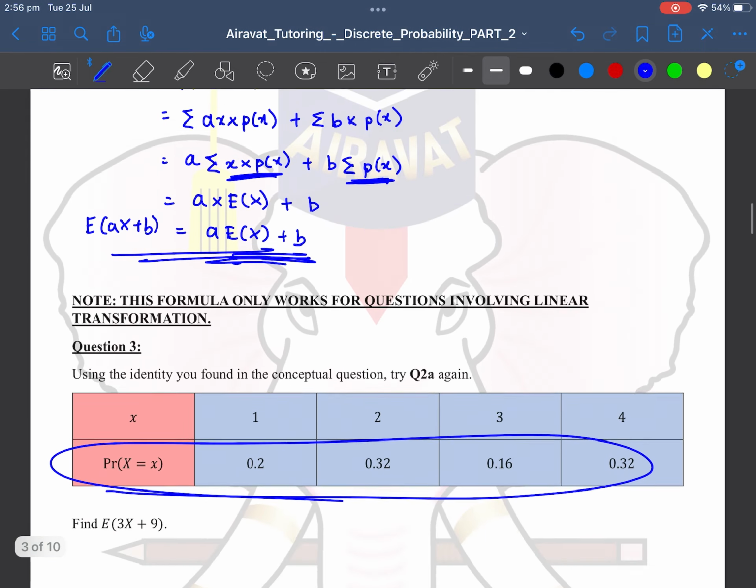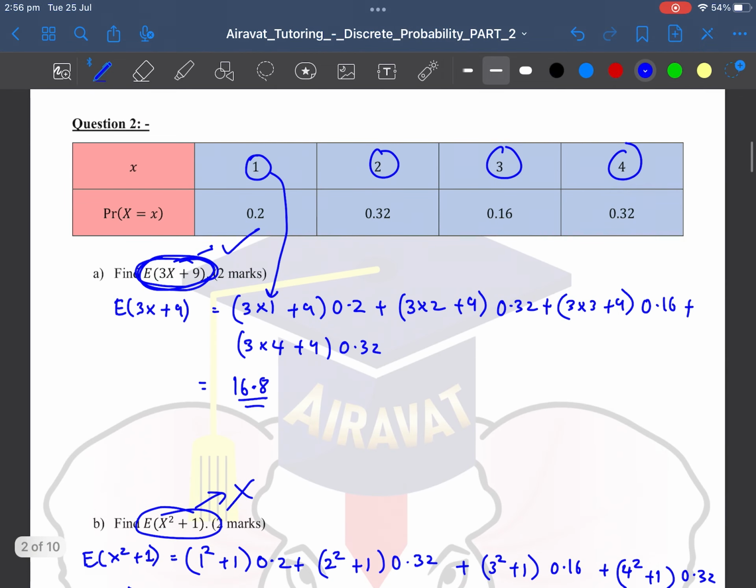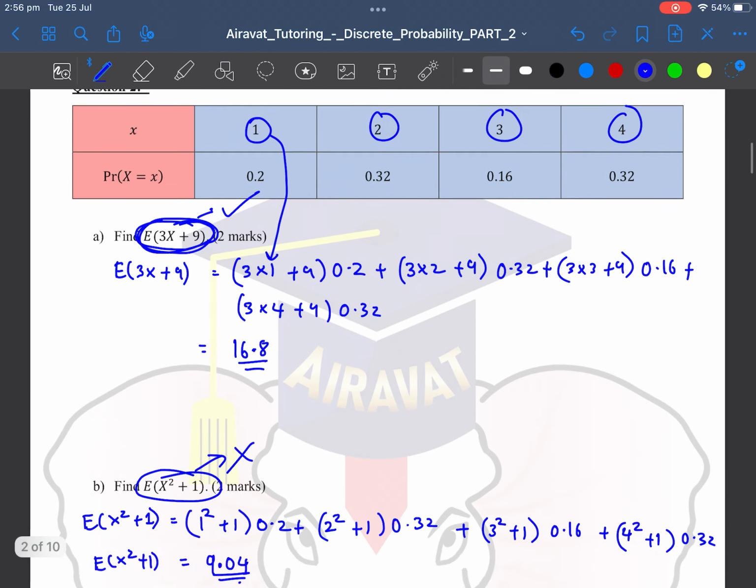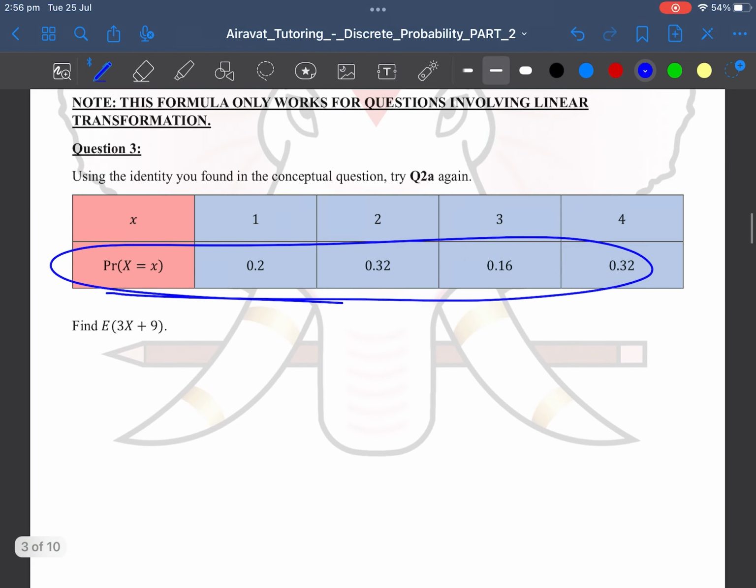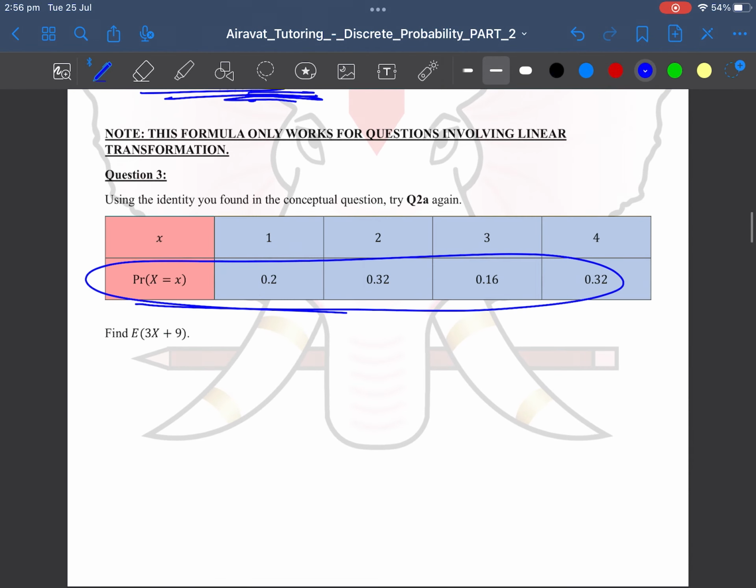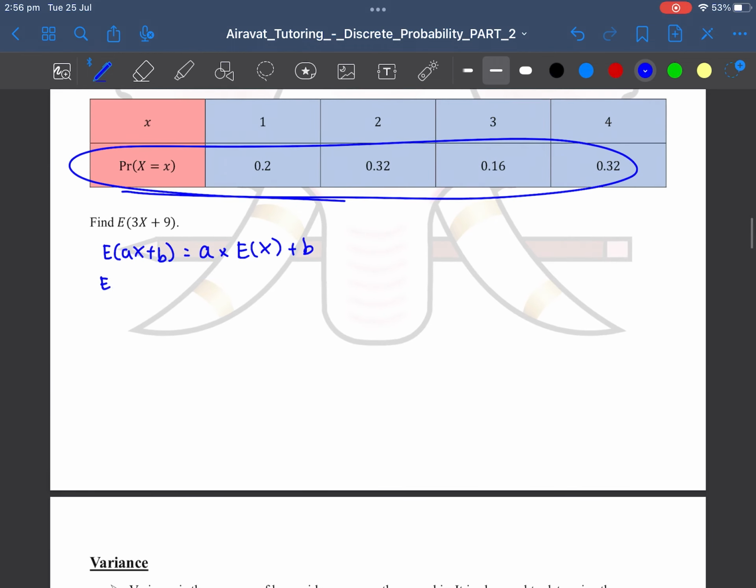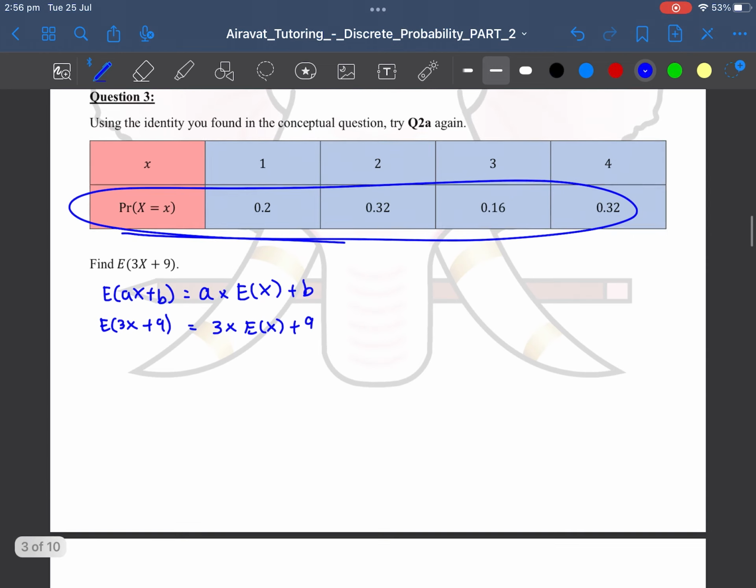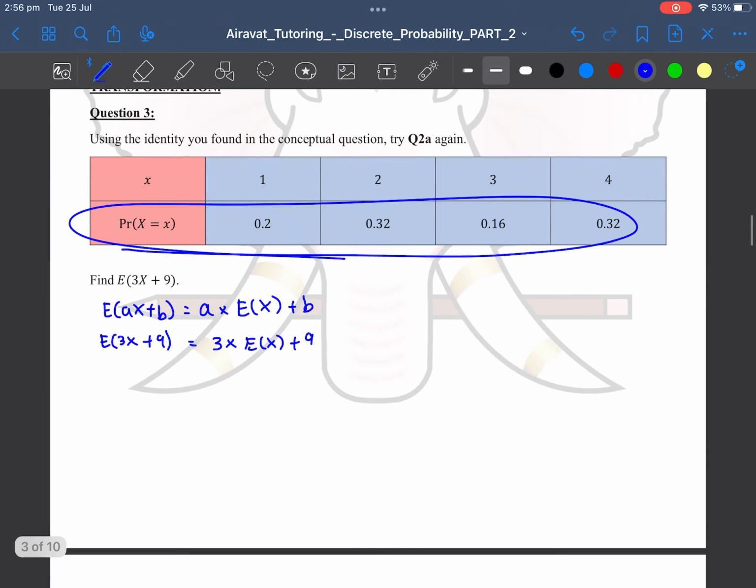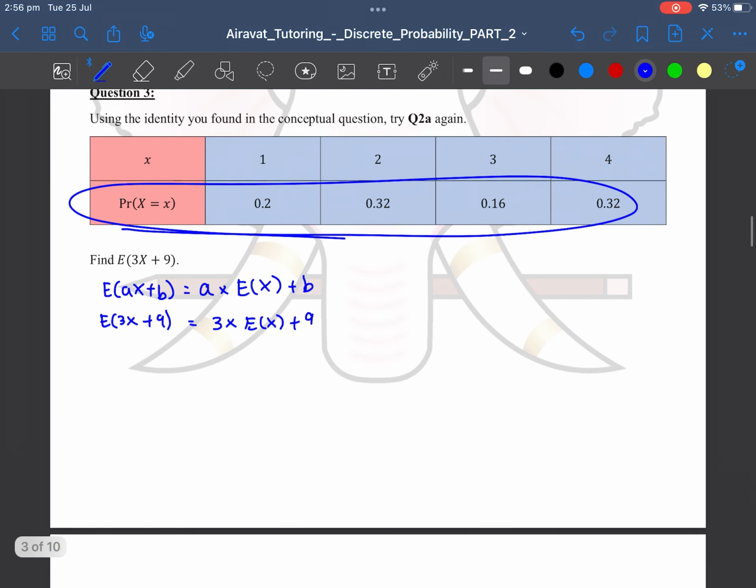So instead of using the substitution method like we did here, where we substitute 1 and then times it by 3x plus 9 and all that, what we do is just use this identity. Well, now we know that E of ax plus b is just going to be a times E of x plus b. So E of 3x plus 9 is going to be 3 times E of x plus 9. Now, rather than substituting vigorously to find our answer, what we can do is just calculate the mean like we do every single time. We just calculate the normal E of x.